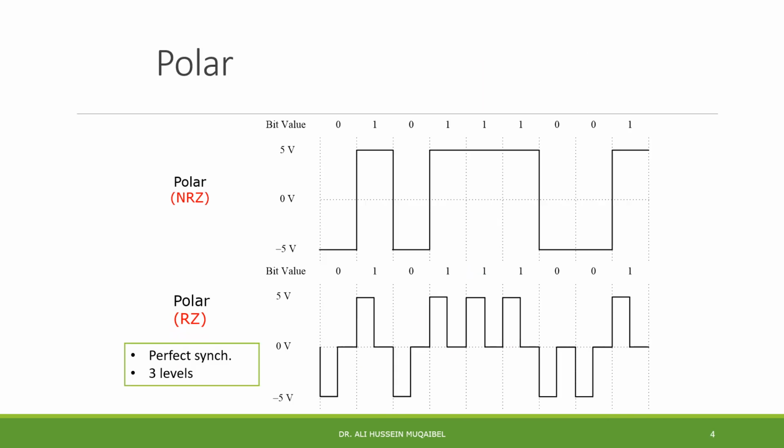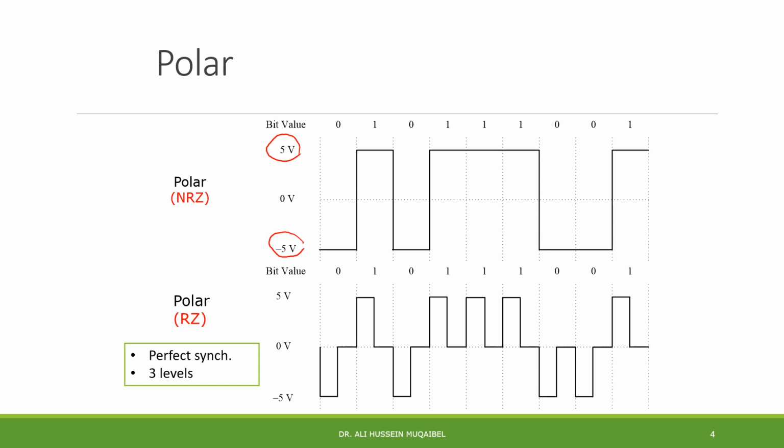Now the second type, we take it one step further. We call this the polar line code. And clearly here, it's polar compared with unipolar, because for 0 we are sending -5, and for ones we are sending +5. Again, the exact value of voltage depends on the power dissipation and other details.